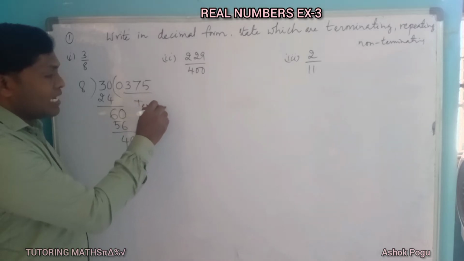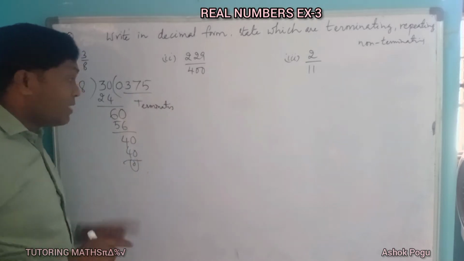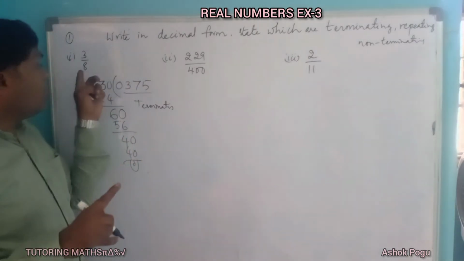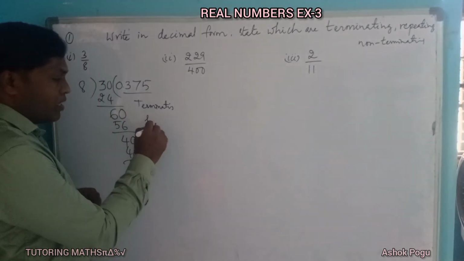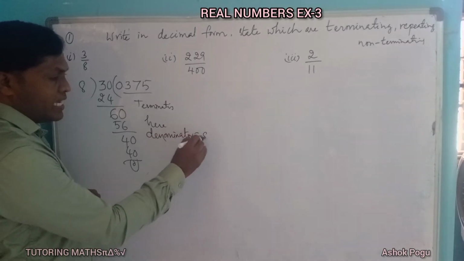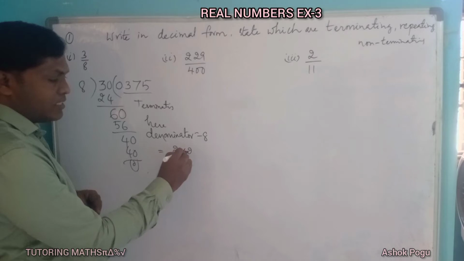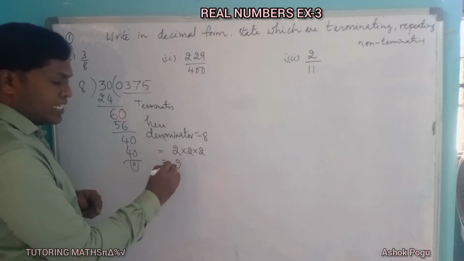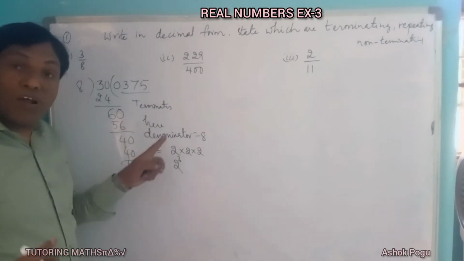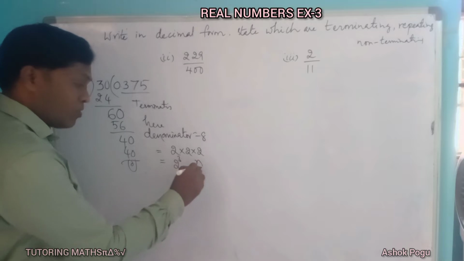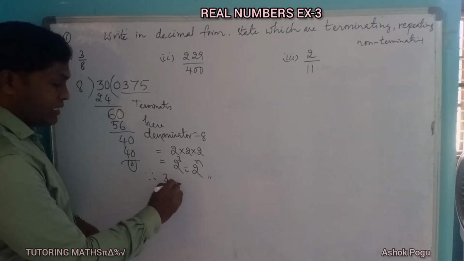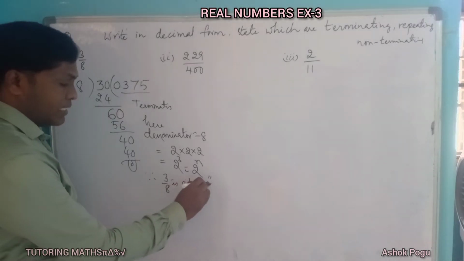But how do you check whether it is terminating or not? With the help of the formula, 2 to the power of n and 5 to the power of n. We have to find the factors of the denominator. Here, the denominator is 8. 8 can be expressed as 2 into 2 into 2, that is 2 cube, which is in the form of 2 to the power of n. So therefore 3 by 8 is terminating.